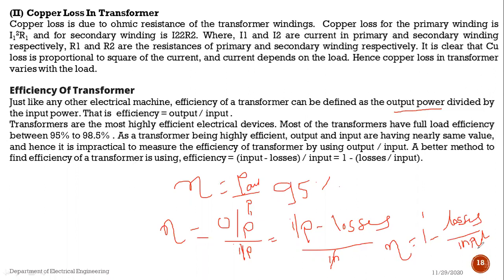According to this we will derive the condition for efficiency, that is, the condition for maximum efficiency. This condition we will derive in the next lecture. This is a little bit of derivation, and we will do it in the next lecture.